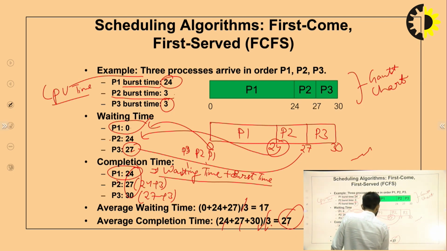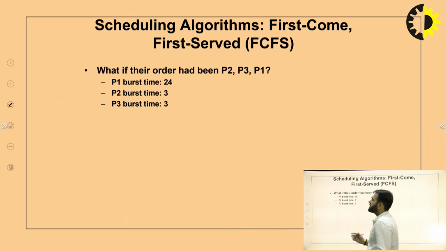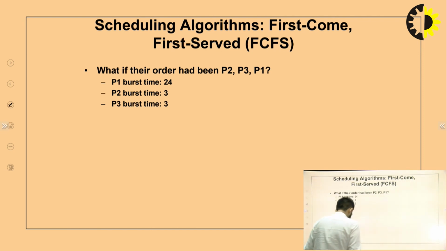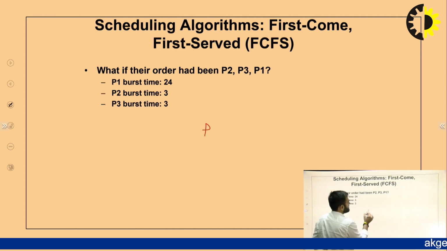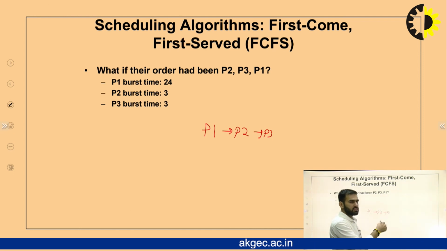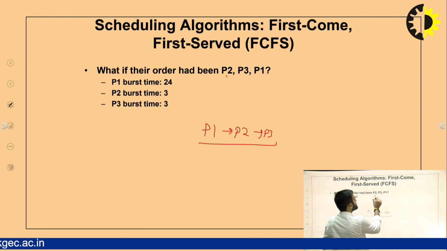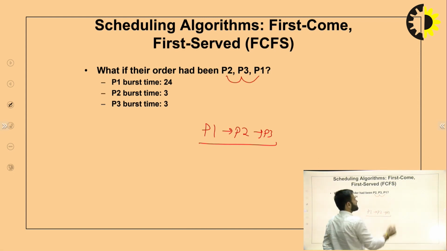Next. Now we are doing nothing, just changing their order. In the last example we have seen, the order was P1, then P2, then P3. At the same time instance, they are arriving in this order only. What if I change the order with the same burst time? Now the order is P2 first, then P3, and then P1.